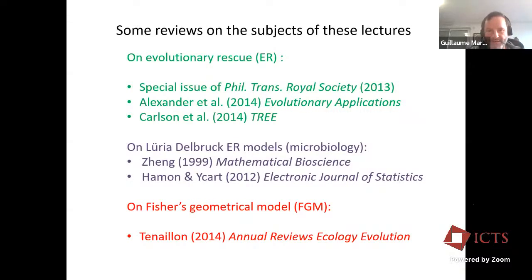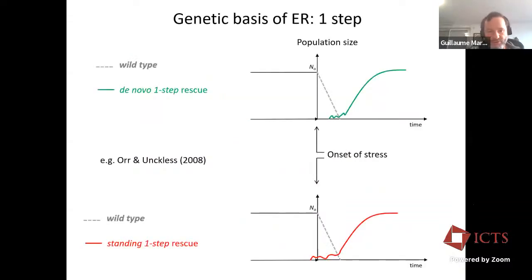So let's get back to ER, which is evolutionary rescue. Just to remember, we stated the first possibility for rescue, which is rescue from a single step. From the wild type, which decays in gray here, this is size versus time, some mutant arises and has some stochastic growth initially and then makes it up. So it's a resistant mutant that establishes, is not extinct, and goes up. If it's born during decay, it's a de novo one-step rescue. If it's born before decay, so it was there in the population initially, it's a standing variance rescue.